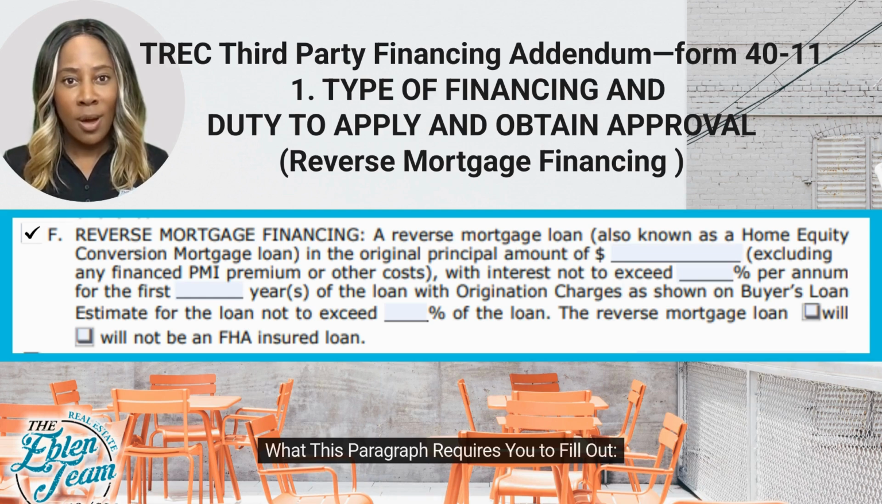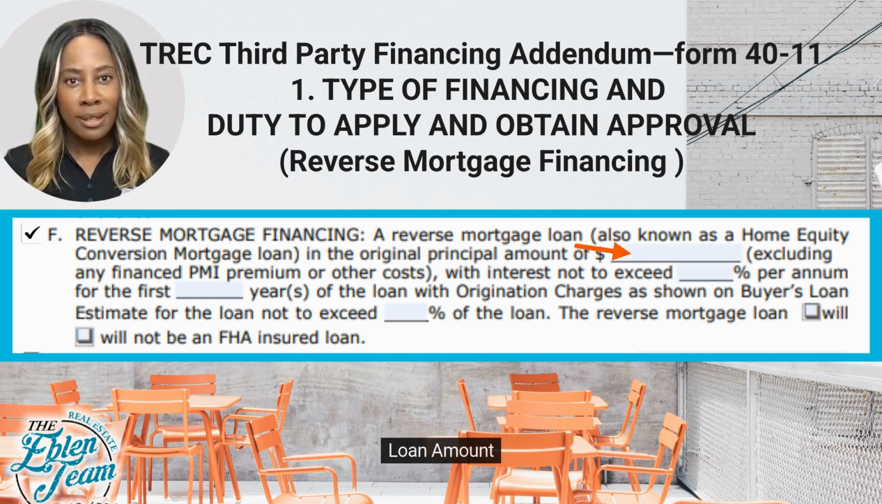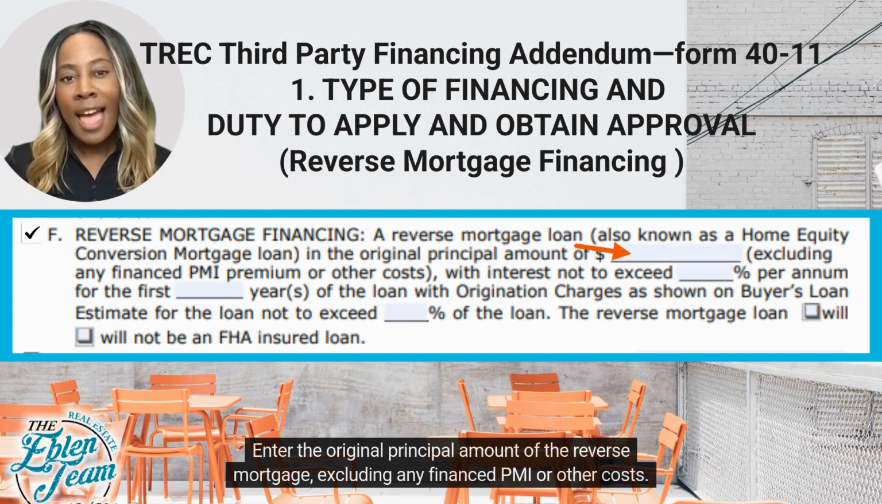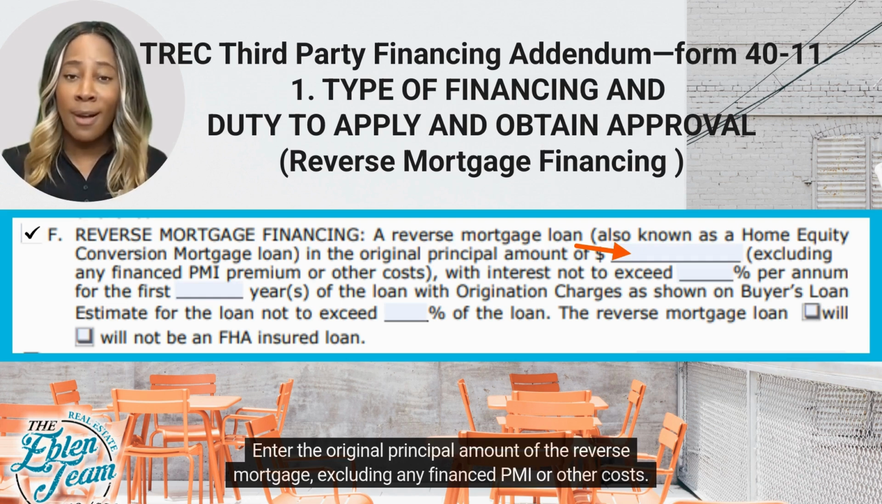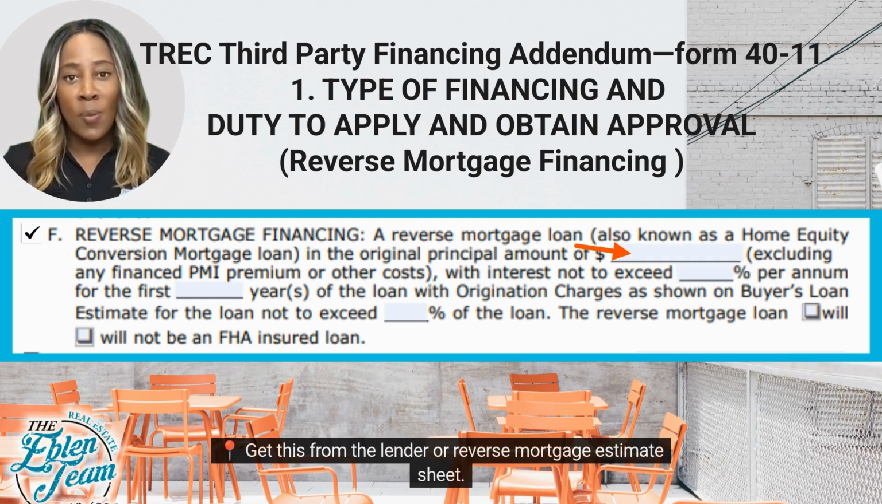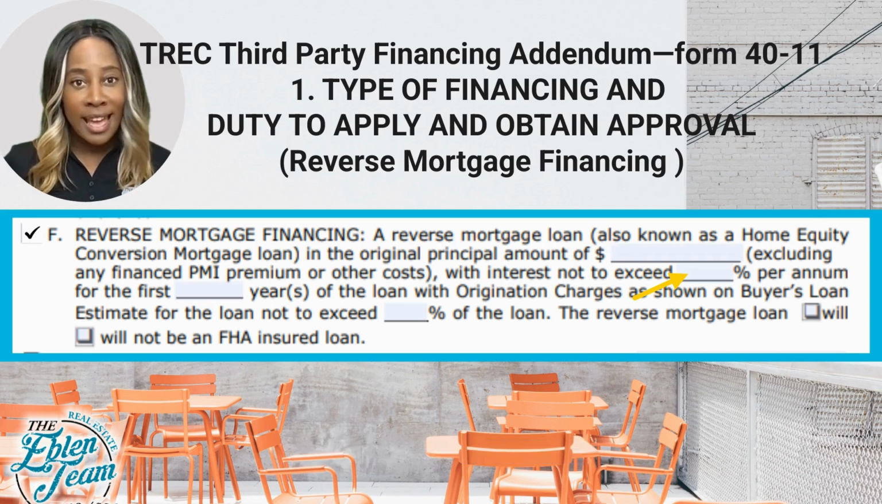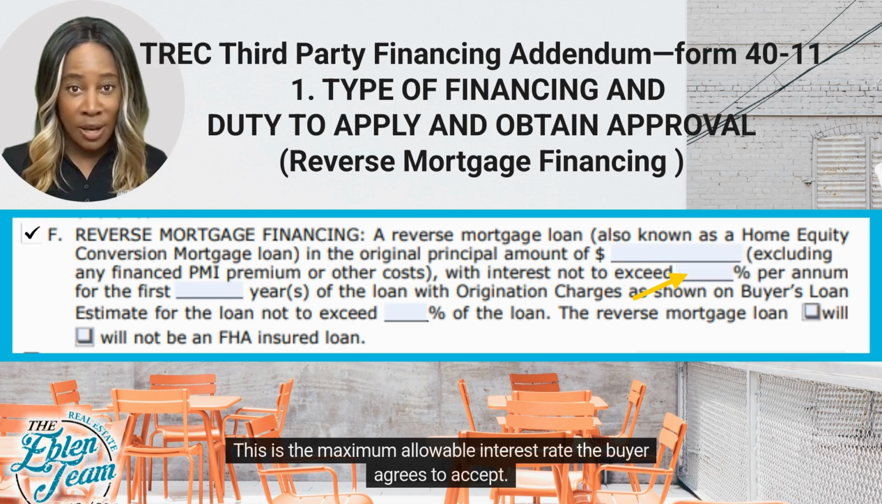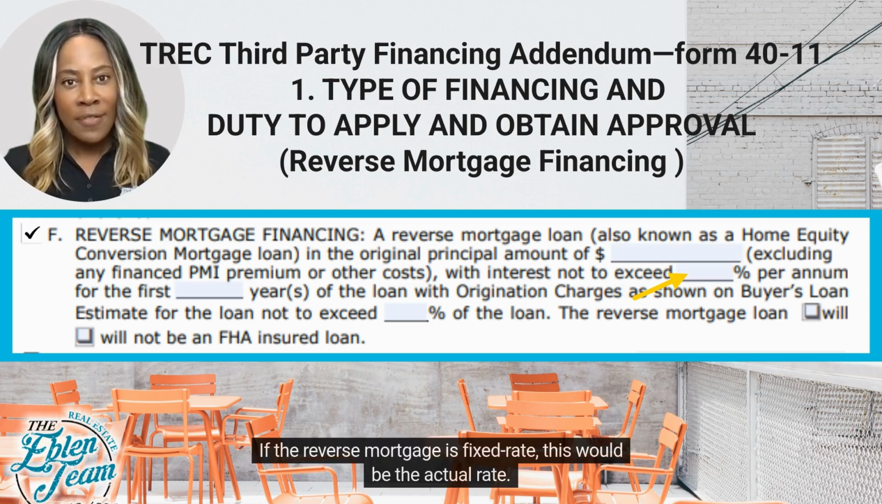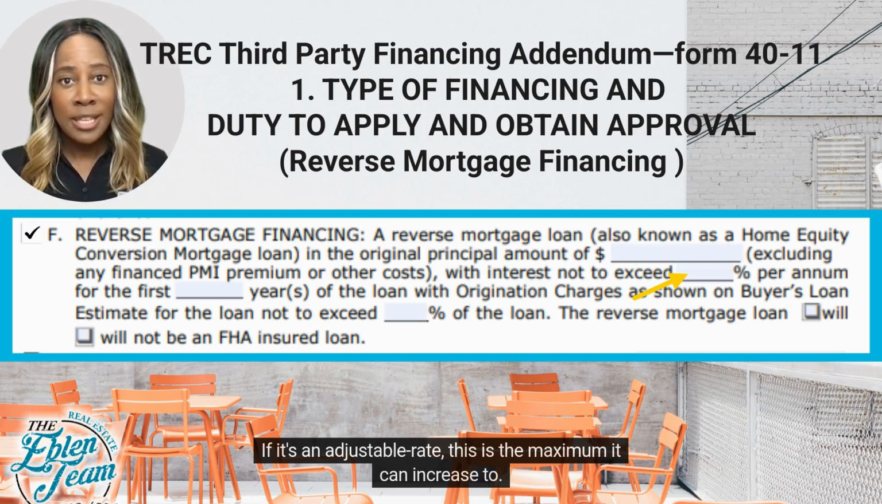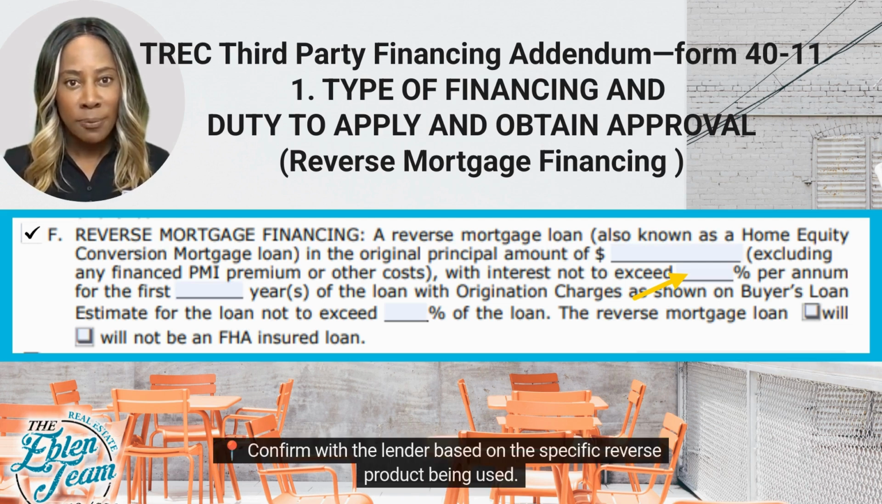What this paragraph requires you to fill out: loan amount. Enter the original principal amount of the reverse mortgage, excluding any financed PMI or other costs. Get this from the lender or reverse mortgage estimate sheet. Interest rate cap, percentage per annum. This is the maximum allowable interest rate the buyer agrees to accept. If the reverse mortgage is fixed rate, this would be the actual rate. If it's an adjustable rate, this is the maximum it can increase to. Confirm with the lender based on the specific reverse product being used.